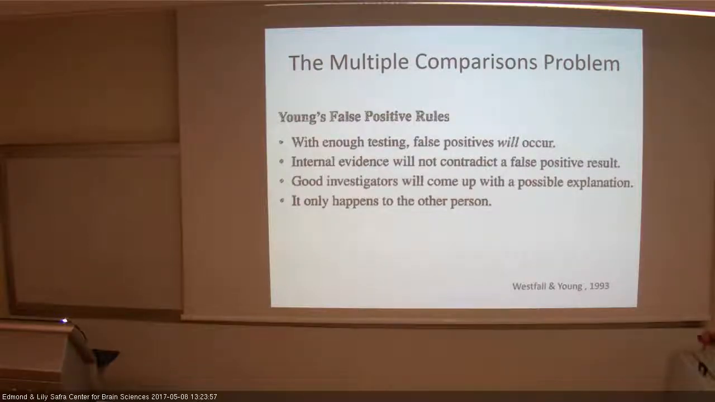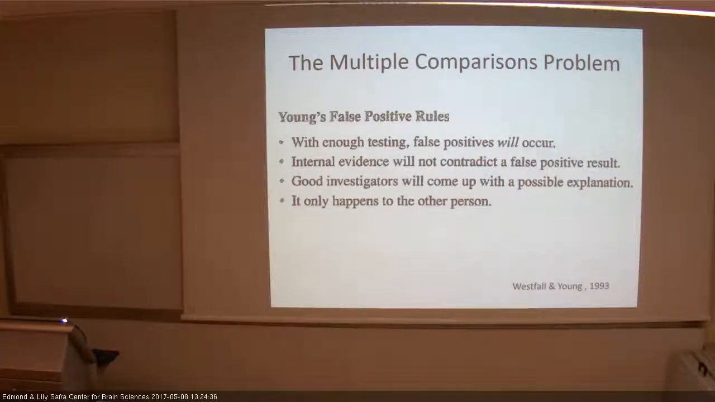This is from a book by Westfall and Young, which is about permutation-based corrections to the multiple comparison problem. And they have this entertaining list of rules. With enough testing, false positives will occur, and 60,000 voxels is enough. Internal evidence will not contradict the false positive result. So you have a false positive, and this is how the data looks. It's quite difficult to disqualify this false positive once you have it.